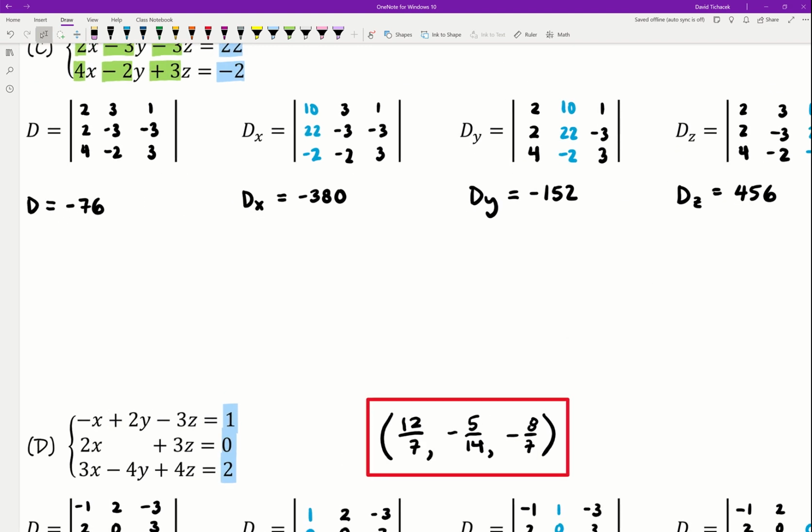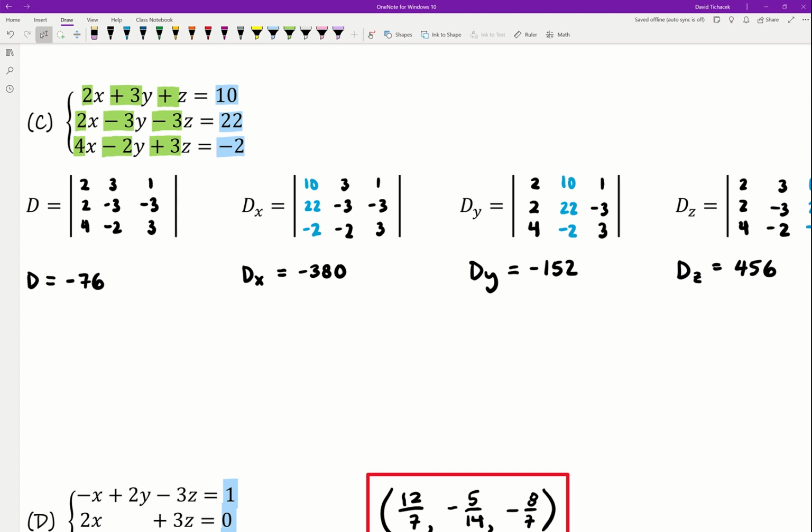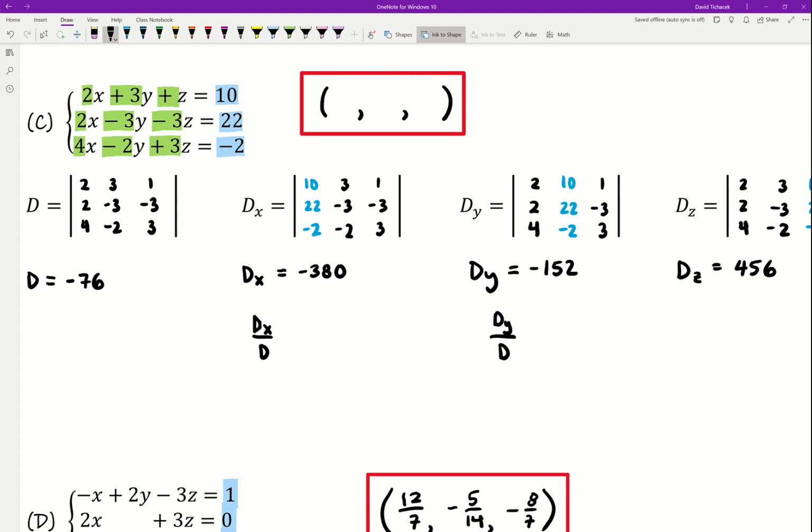Now, according to Cramer's rule, again, to solve a system with 3 variables and 3 equations, I'm going to have a result that looks like an x-coordinate, a y-coordinate, and a z-coordinate. Of course, we call that an ordered triple back from Chapter 6. And so in order to get those 3 numbers, I'm going to simply take dx over d, dy over d, and then dz over d.